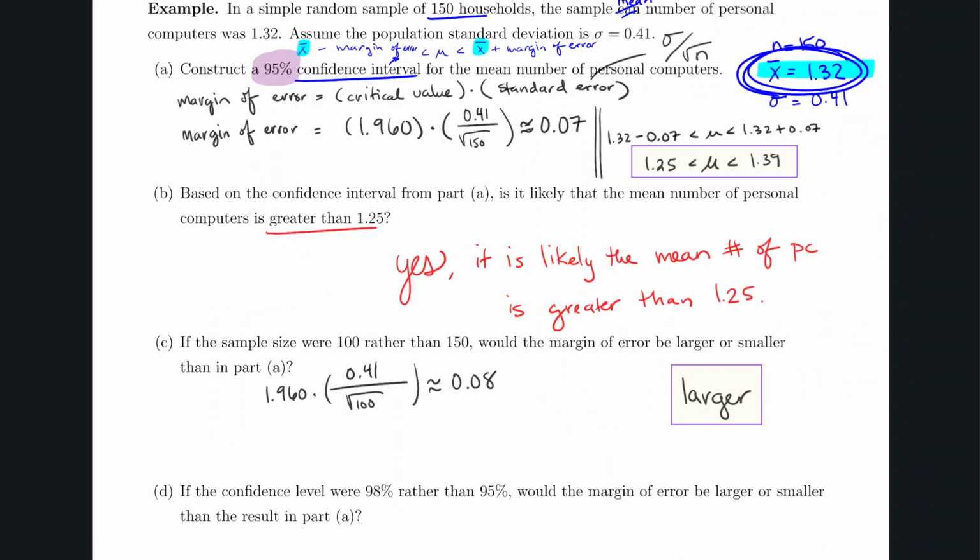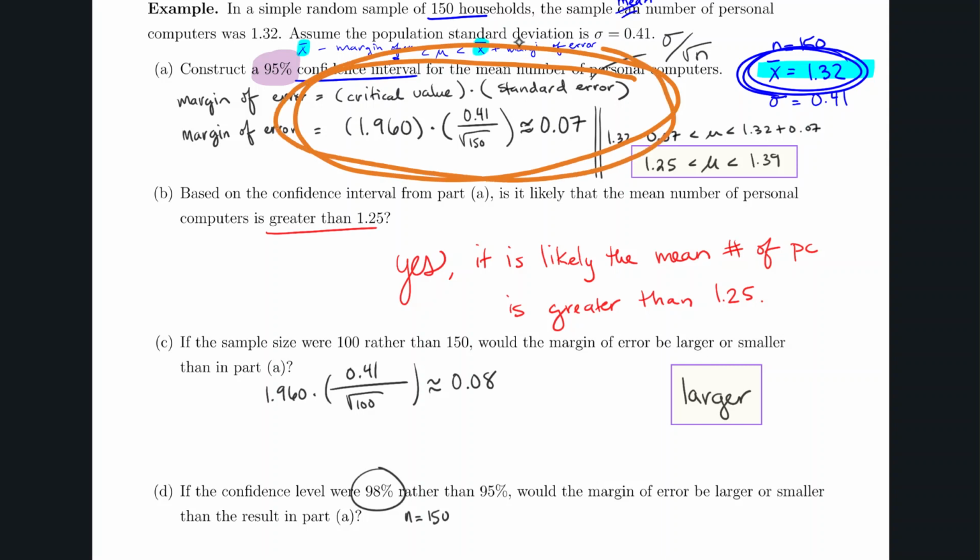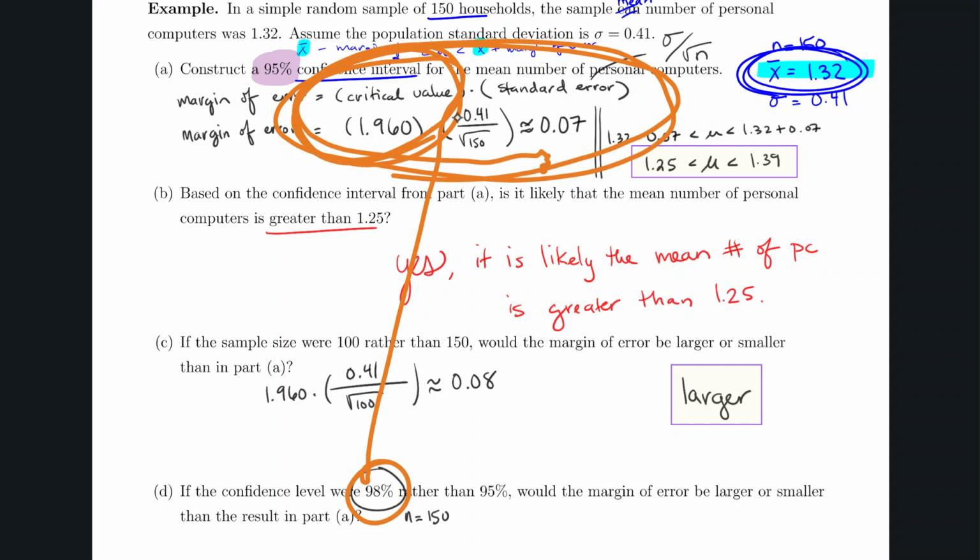Okay. Now our next question, if the confidence level were 98% rather than 95%, would the margin of error be larger or smaller? Now in this case, things have kind of reset. We still have the same sample size of 150. The only thing that's changed is the confidence level. Looking at this formula, can you visualize what part of this is changed? The confidence level corresponds to the critical value. So we would get a new critical value if we had a new confidence level.